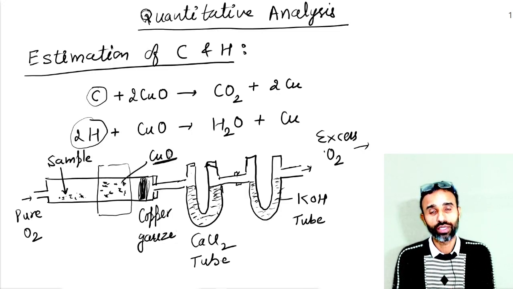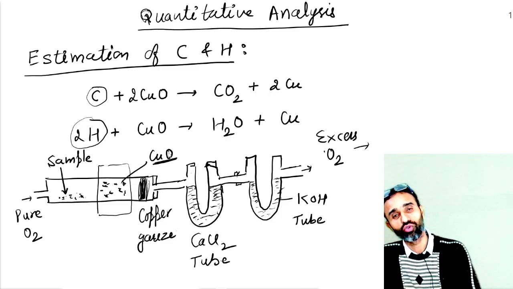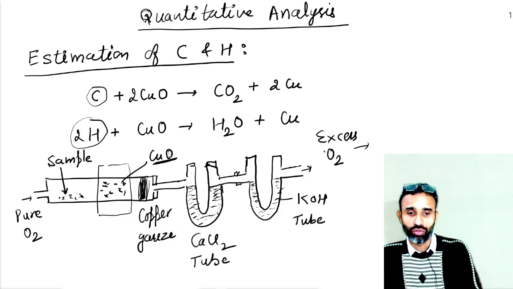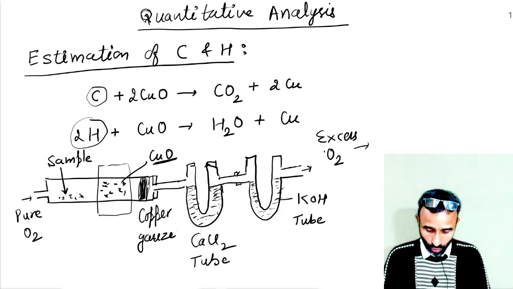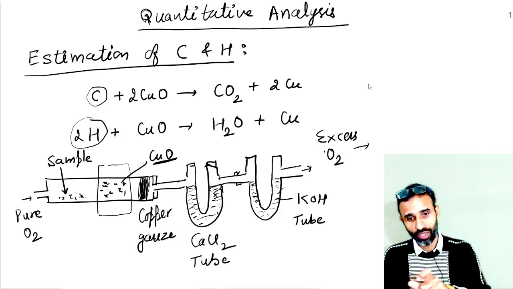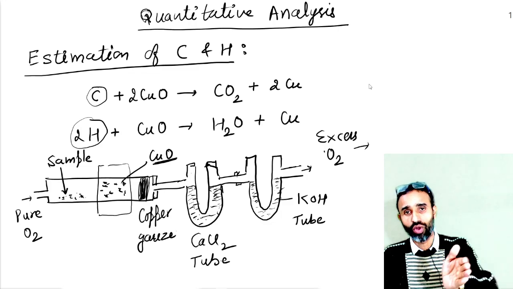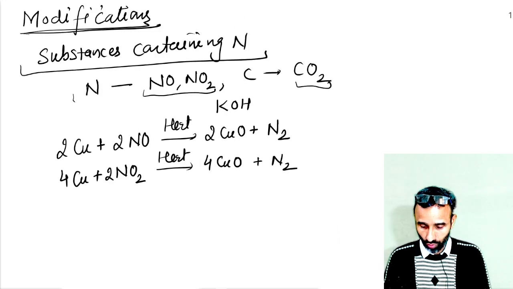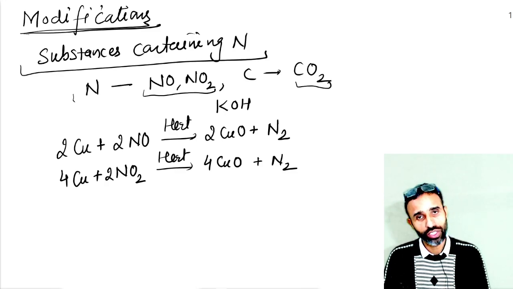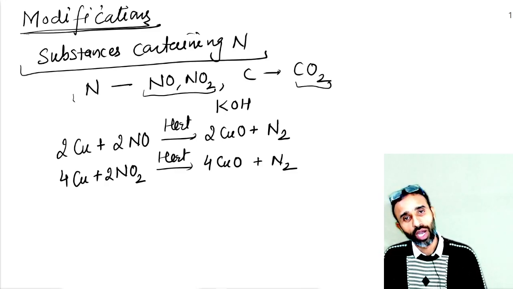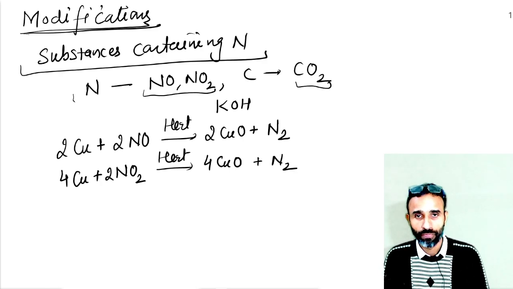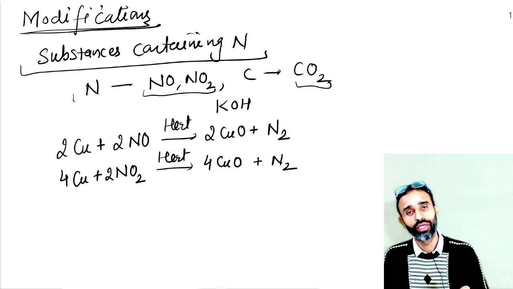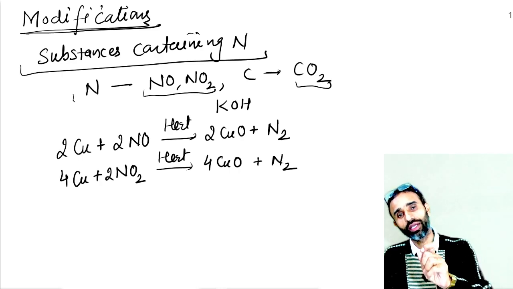CuO will convert carbon into carbon dioxide, hydrogen into H2O, and nitrogen into NO and NO2. So at the end of the tube we will use copper gauze. That will convert NO and NO2 back to N2. N2 is not soluble in KOH, so it will go out along with oxygen, and therefore only carbon dioxide is absorbed in KOH.